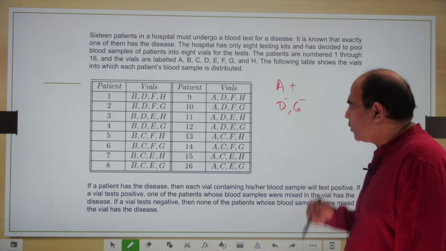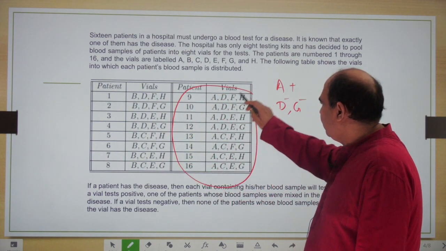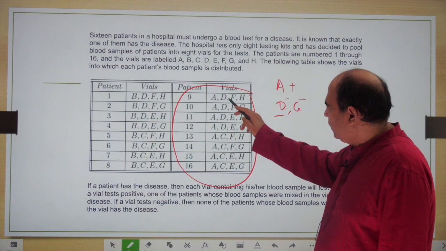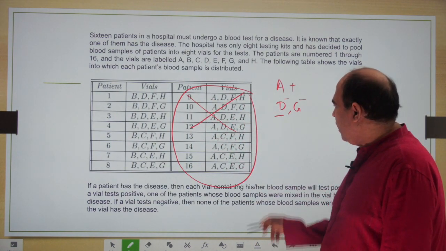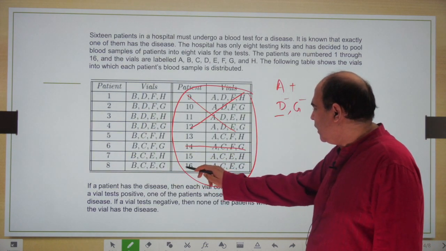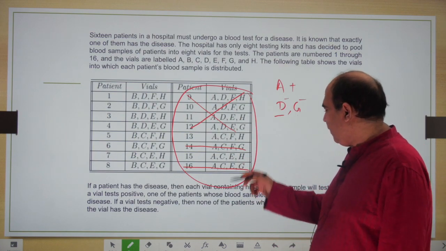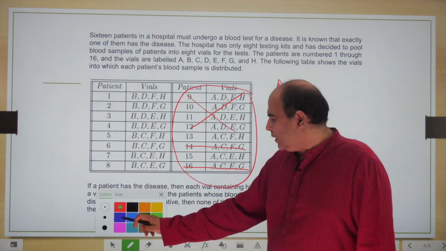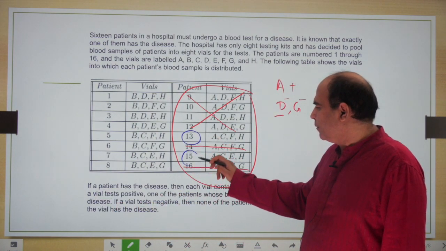Okay, so A is positive. So A is positive means we are looking at patients 9 to 16. And if D is negative, then patients 9 to 12 are eliminated, they cannot have the disease. And further, G is negative, so patient 14 and patient 16 are eliminated. So which vial should we test? We have to identify the diseased patient as either 13 or 15 in this case.